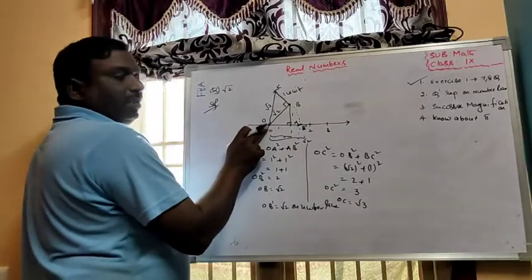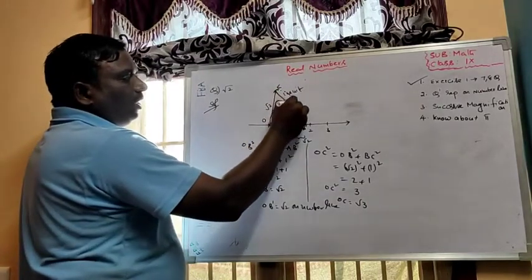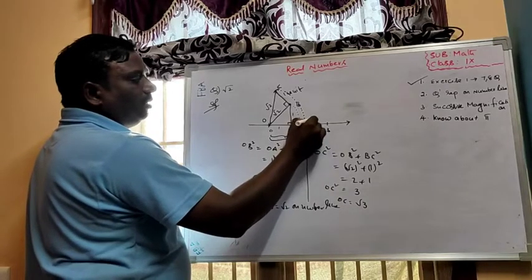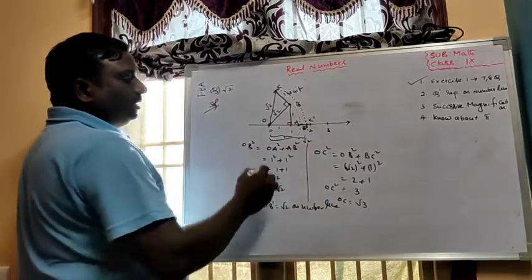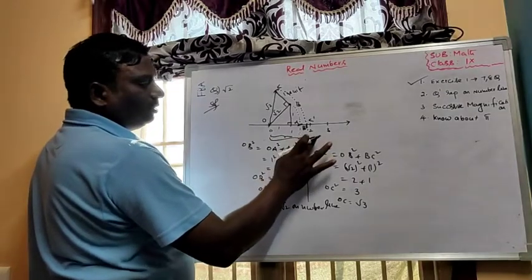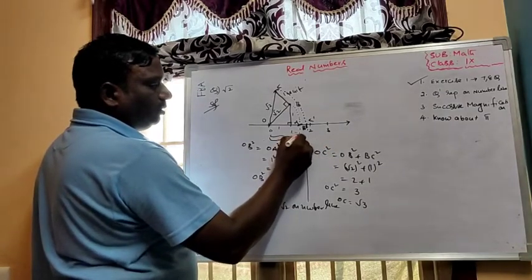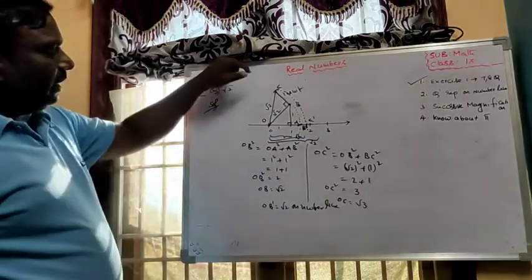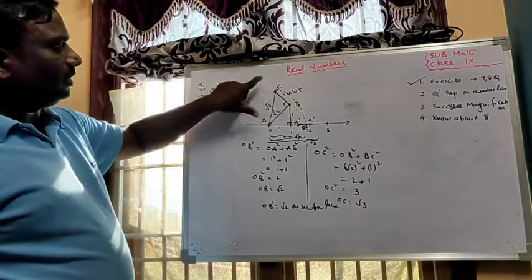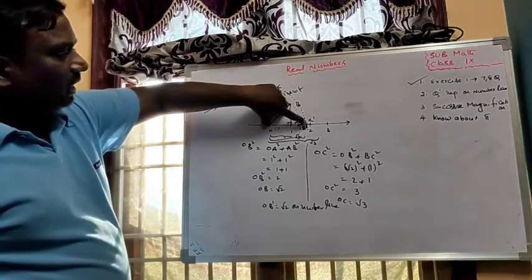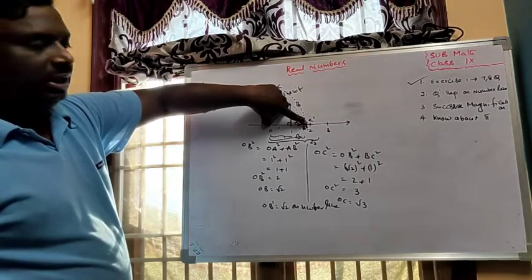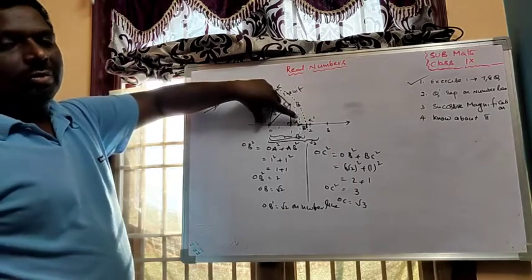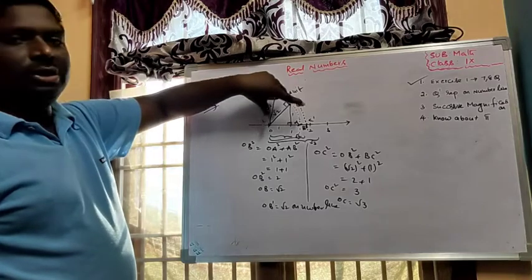Again place the compass at O. Draw one more arc. Definitely it will intersect at some point, which I'm marking as C dash. From there onwards, this is root 2, and from there onwards, this is root 3. The arc means the OC distance is root 3. The OC dash distance is also root 3. That is marking root 3 on the number line.